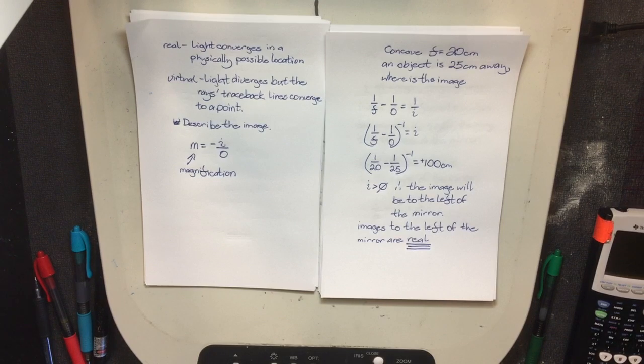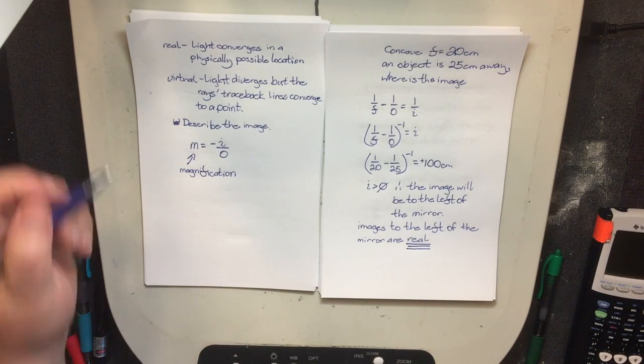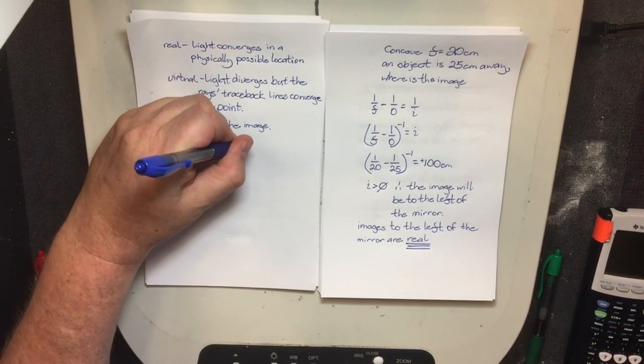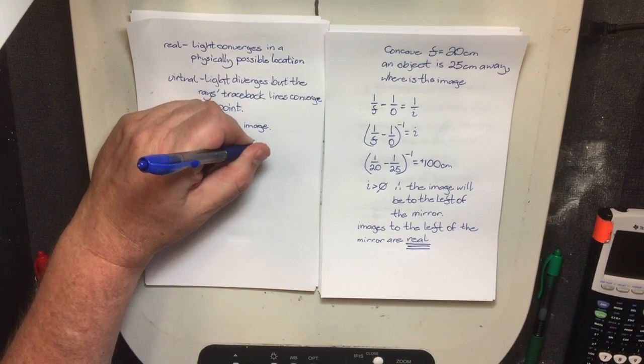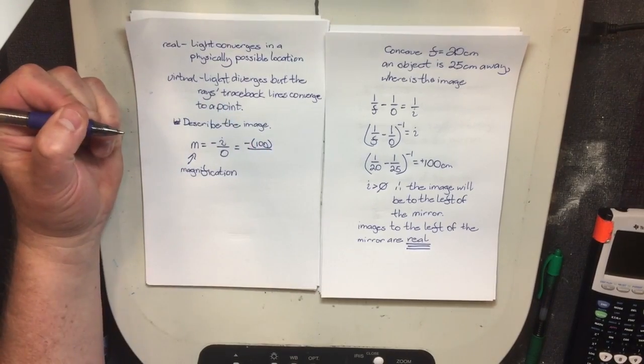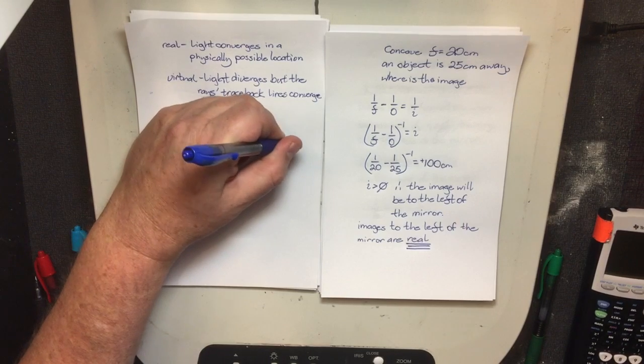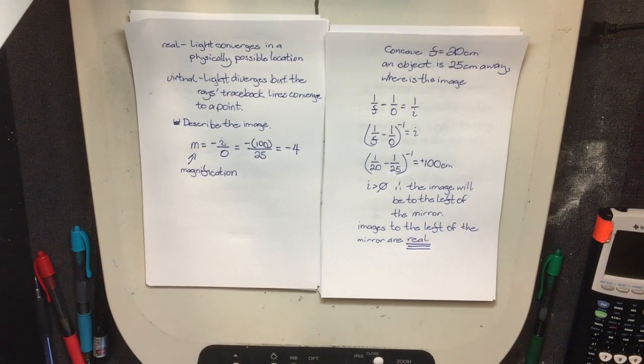With the magnification, let's do this. Image distance is a positive 100. The object distance is 25. So this is negative 4. The negative is part of the equation defining magnification.